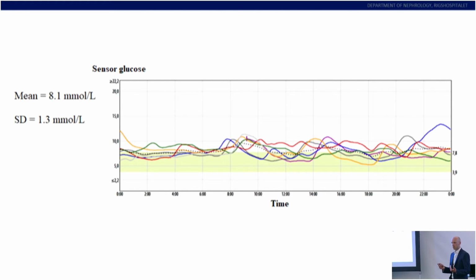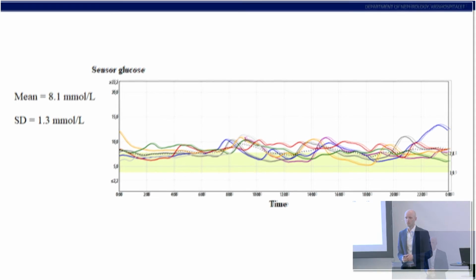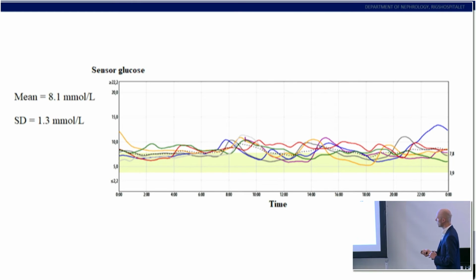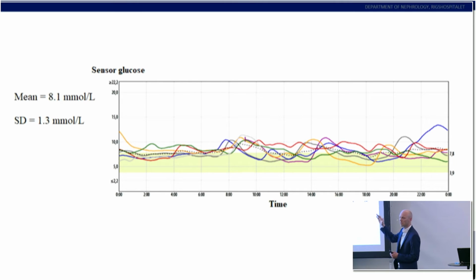So this is an example of CGM curves. Here on the y-axis you have sensor glucose and time on the x-axis, and each line represents a day. So you would also get specific days. You can see what the glucose is. And the dotted line is the mean glucose. You also get other metrics I'll show you in a minute. But you get really nice, intuitive curves, I think, of the glucose levels.